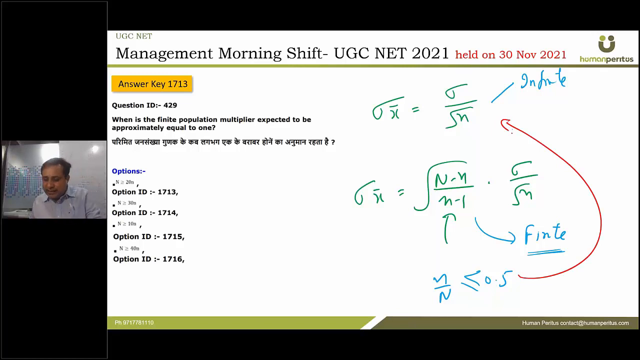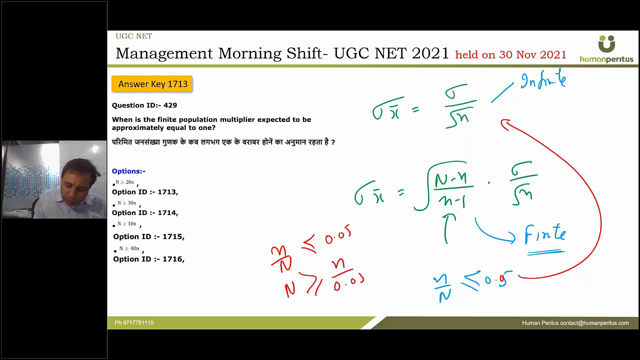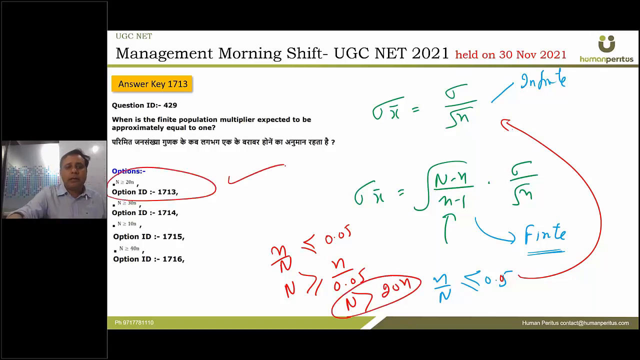So in this case again we assume that this value is nothing but 1. So n by N less than equal to 0.05, not 0.5 but 0.05. It means what? Your N will become greater than equal to n by 0.05. So your N will become greater than 20n, and therefore correct answer is A. Done. Next one.